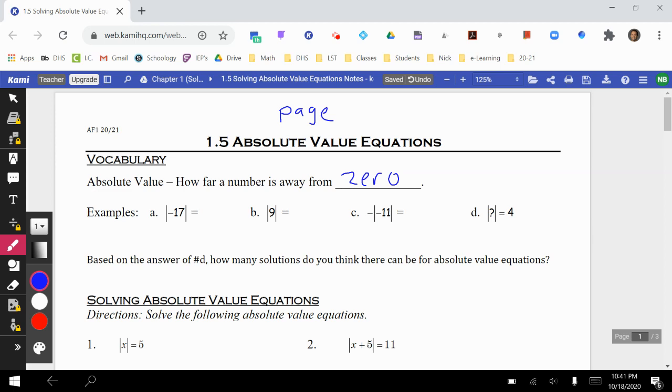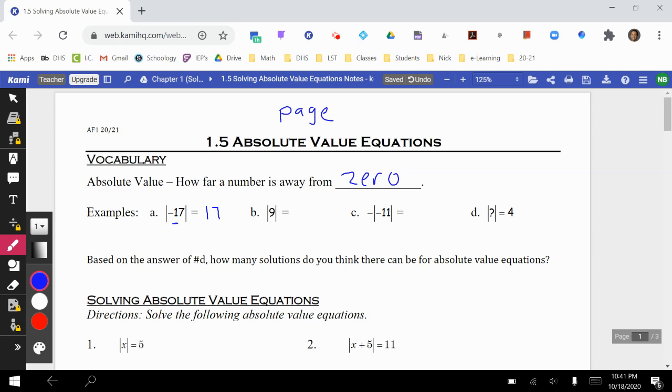So if you look at the examples here, example A says we have the absolute value of -17. Remember those absolute value bars, those two long bars, that's the absolute value symbol. So if you take a look inside those bars, what is the absolute value of -17? Meaning how far away is -17 from zero? Well, the absolute value of -17 is going to be +17, because our absolute value is always going to be positive.